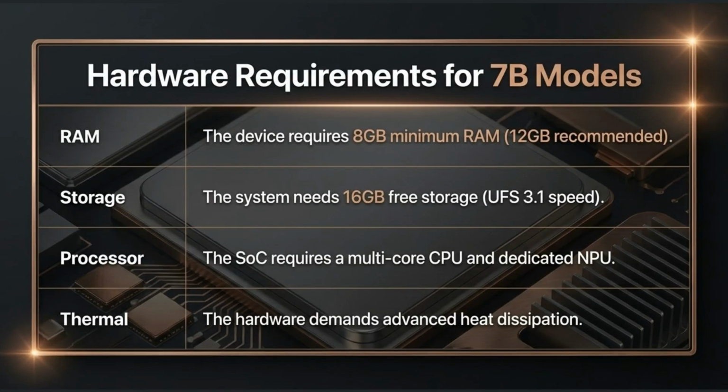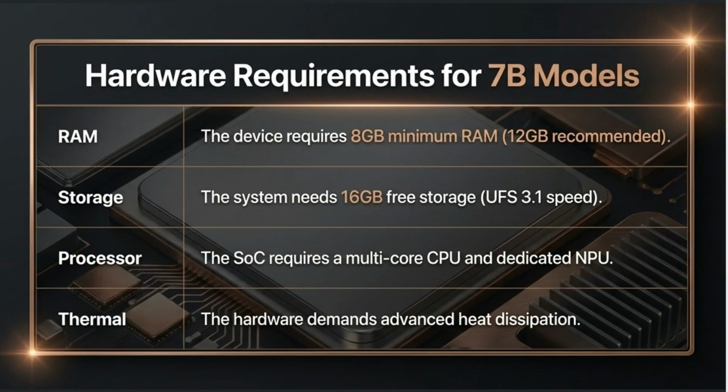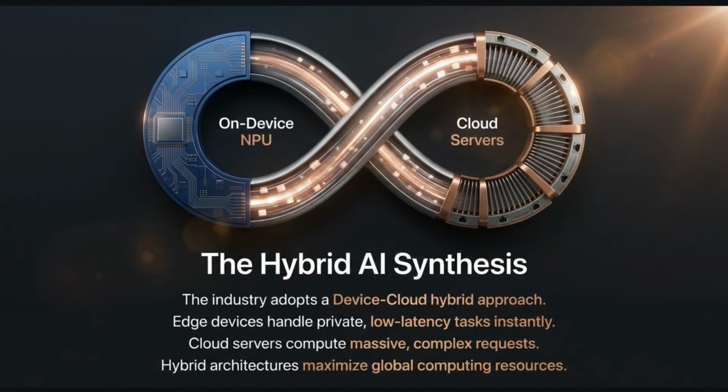Running these 7 billion parameter models requires specific hardware, including at least 8 gigabytes of RAM, 16 gigabytes of fast storage, and an SoC that features a dedicated NPU. The industry is moving toward a hybrid approach. This strategy balances private, low-latency tasks on the device while offloading massive, complex requests to the cloud for maximum efficiency.